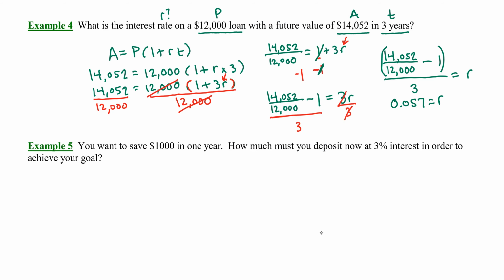That's the decimal form of the rate, but usually it's quoted as a percent. So let's go ahead and convert that back to a percent by moving the decimal 2 places to the right. So this particular loan has a rate of 5.7%.